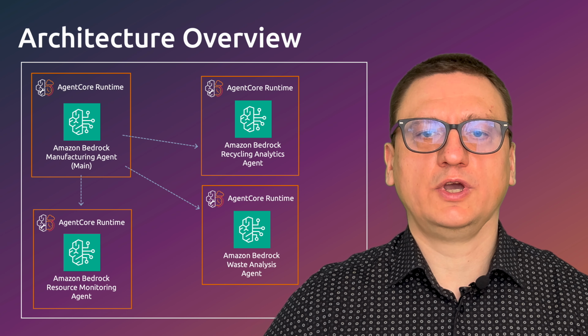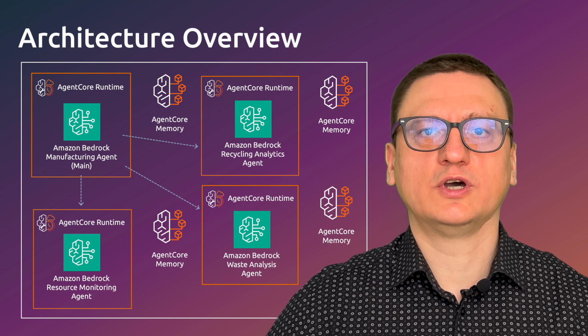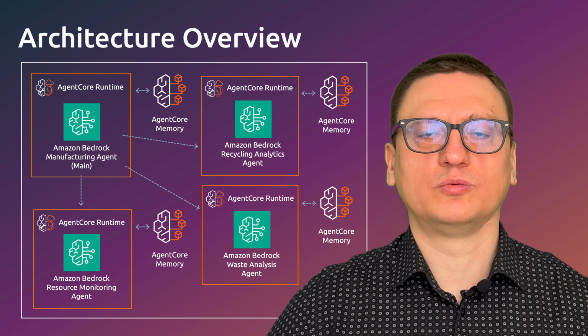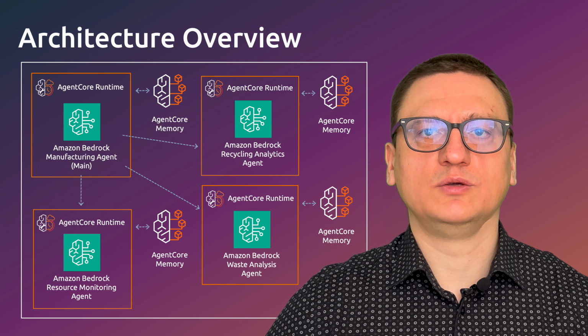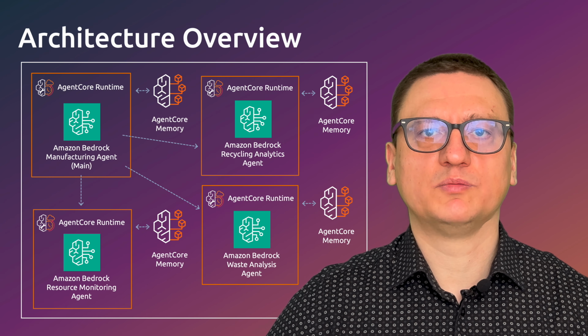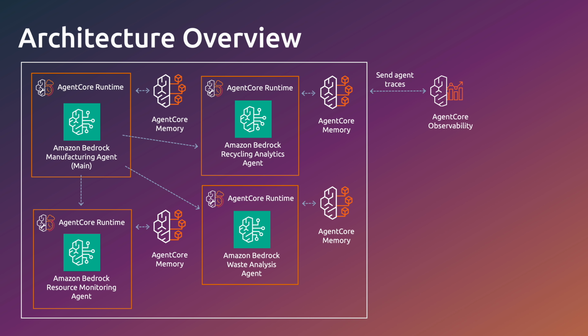Those agents have memory attached to them, long-term and short-term memories, and the memories are implemented using the AgentCore memory service. And all agents send traces to AgentCore observability. This is used for monitoring and logging of agents, and the AgentCore evaluation service is used to evaluate how agents perform in production, whether they use correct tools, and whether they give useful information back to the user.